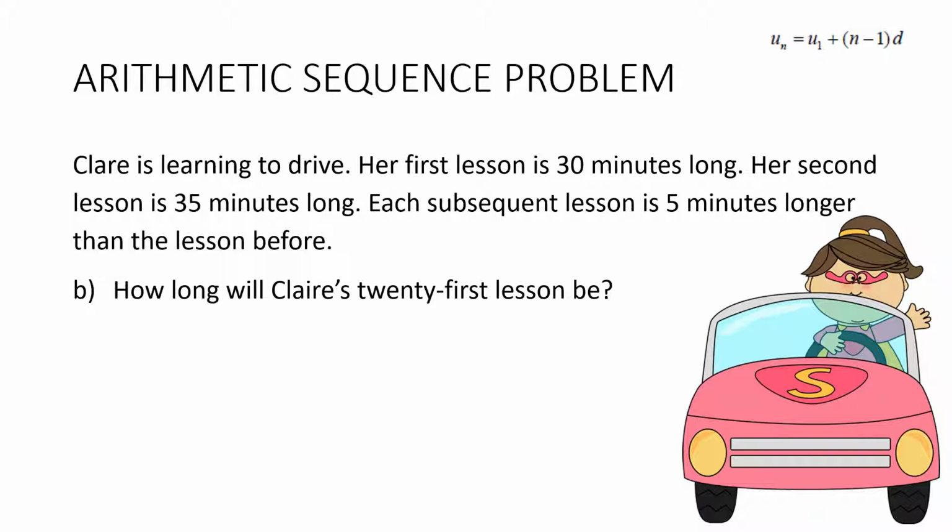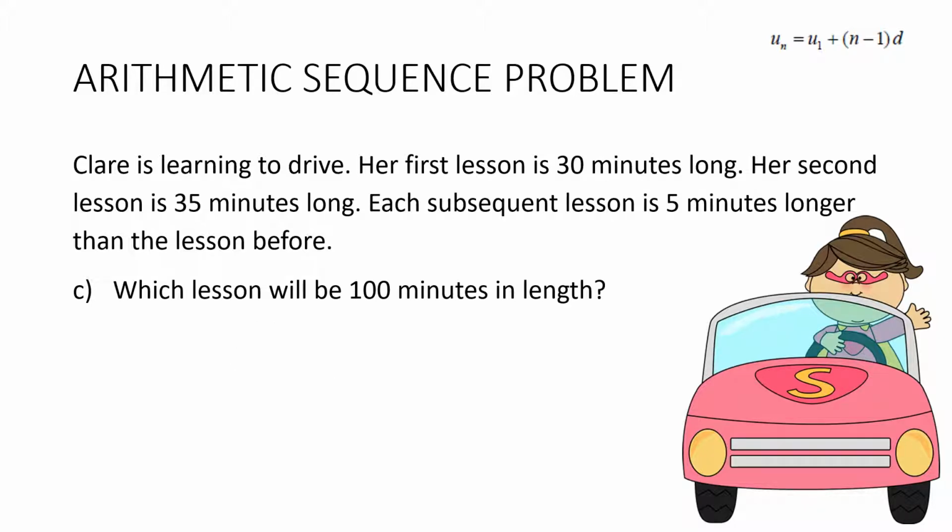How long will Claire's 21st lesson be? Okay, so now we want to find the 21st term. We're going to use that formula u1 plus n minus 1 in brackets times d. d is 5, u1 is 30, and n in this case is 21. So substituting into the formula, we get 30 plus 20 times 5, which is 130 minutes.